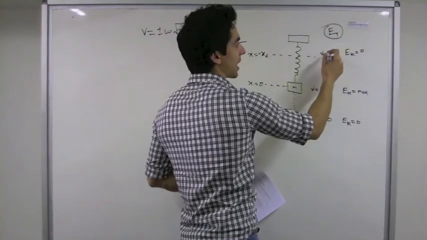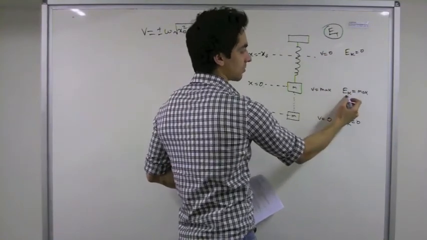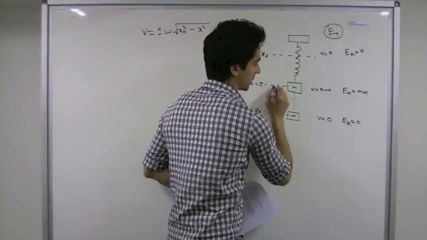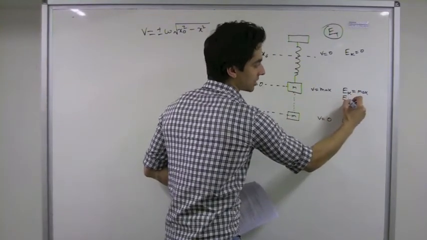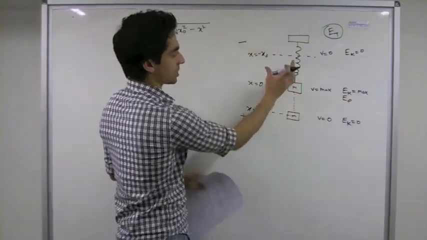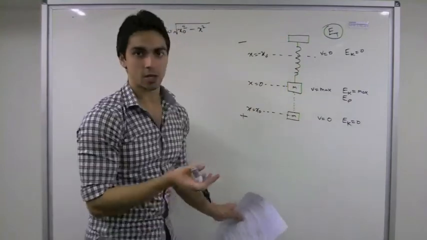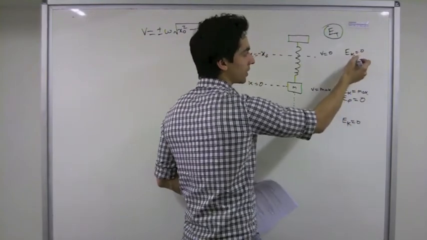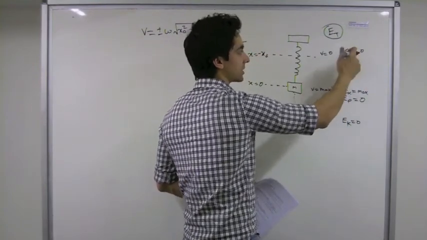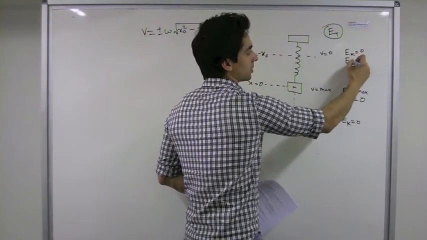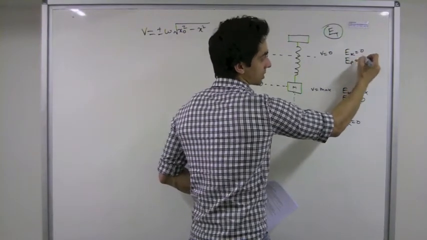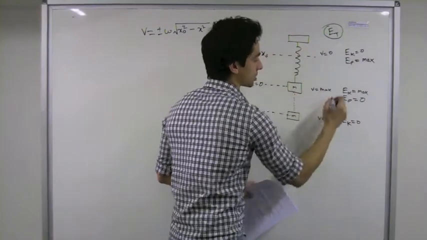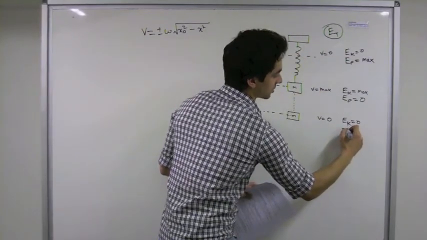Okay, and since all the total energy is converted to kinetic energy at the equilibrium position, the elastic potential energy of the spring is 0 at the equilibrium position, and all of the kinetic energy gets converted to the elastic potential energy of the spring at the maximum positions, maximum displacements.